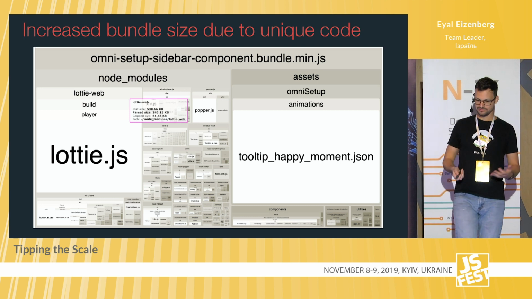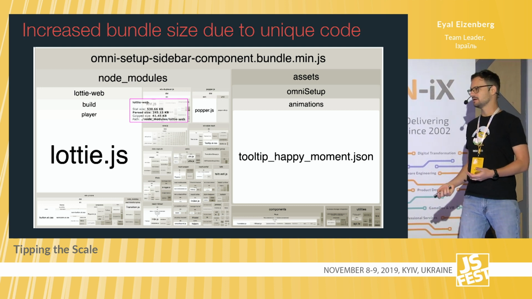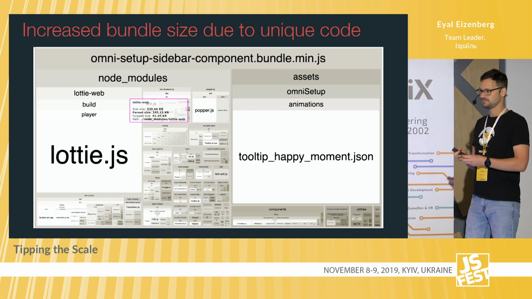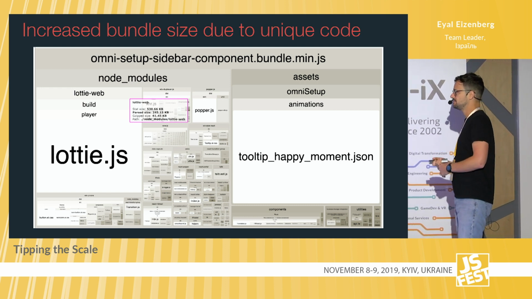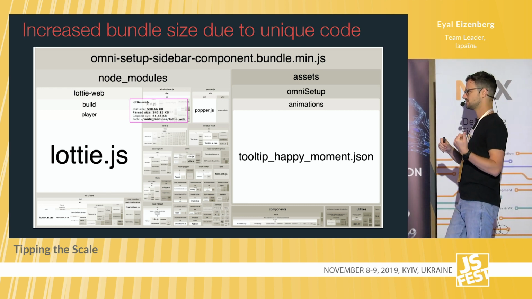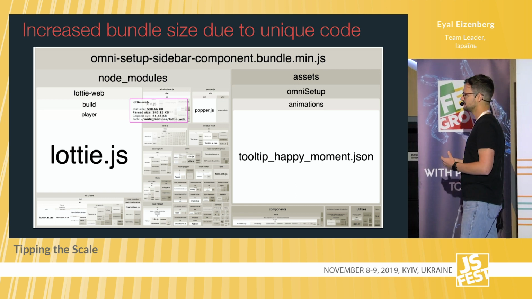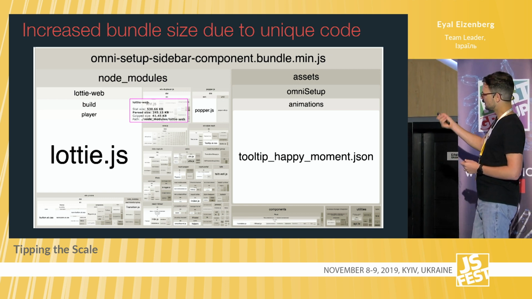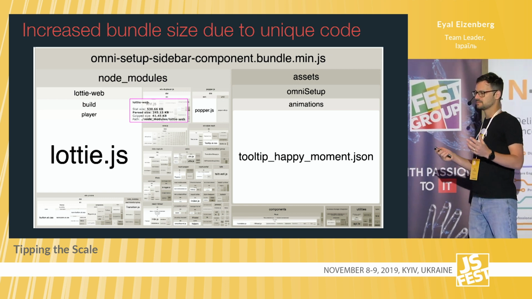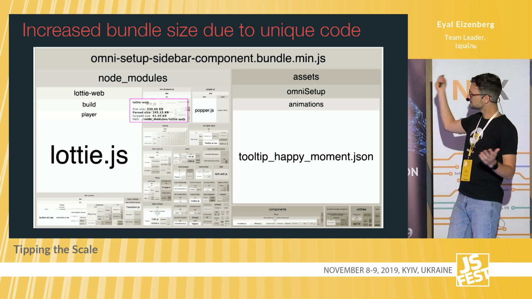Bundle size due to unique code. Different widgets have different unique codes and different NPM dependencies. Remember we talked about big NPM dependencies before? So I noticed that I have this widget. It's called Omni Setup Sidebar.